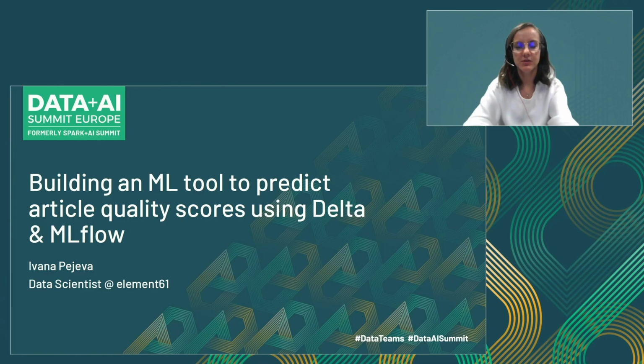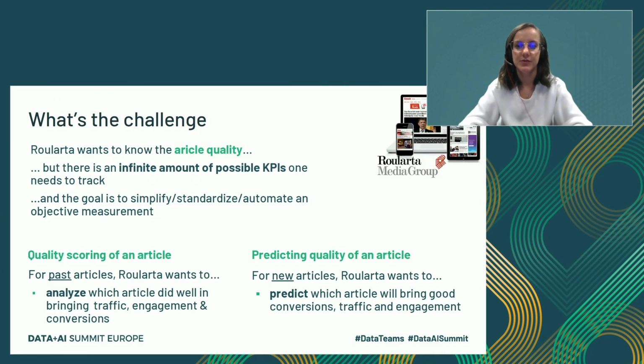In today's talk, I'm going to talk about how we built a machine learning model to predict article quality scores using Delta and MLflow. So let's deep dive into it. First, I want to talk about the challenge that we have and what the goal of this solution is that we've built. The solution was developed for a media company in Belgium.